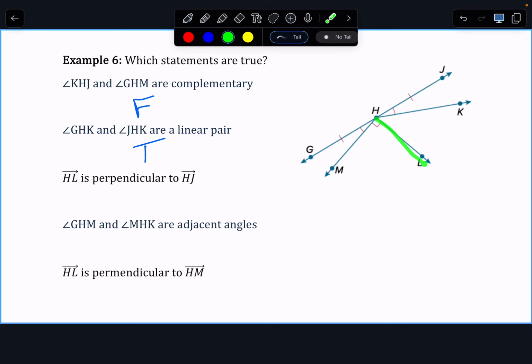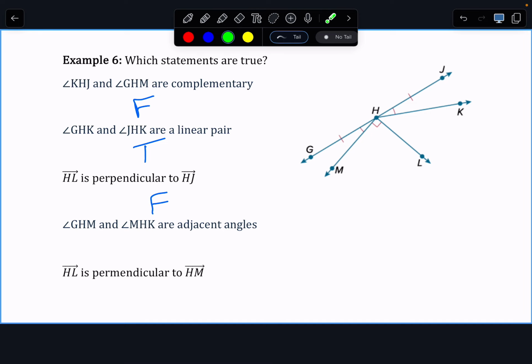HL is perpendicular to HJ. Nope. This is a 90-degree angle right here. Which means the other two would add up to 90.